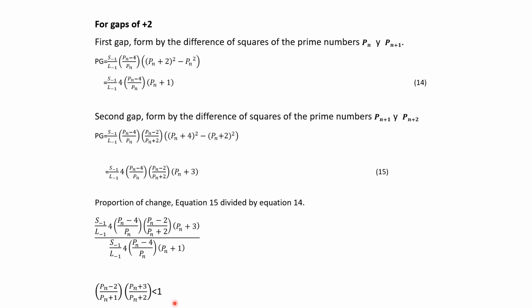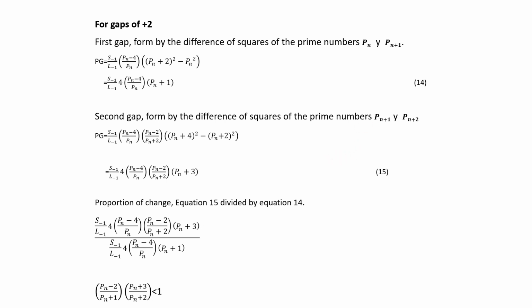We make the proportion, and we can see that this is going to be less than 1. So if we have consecutive prime numbers separated by 2 up to infinity, the proportion of empty boxes per gap is going to get smaller and smaller, lower and lower. So gaps of +2 are not going to help in making the proportion of empty boxes per gap increase, right, the proportion of empty boxes per gap.